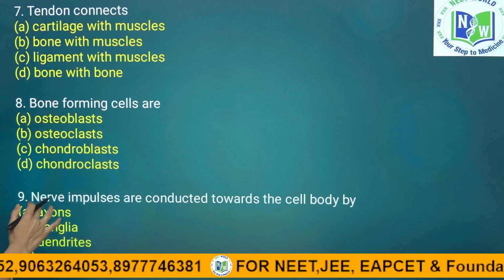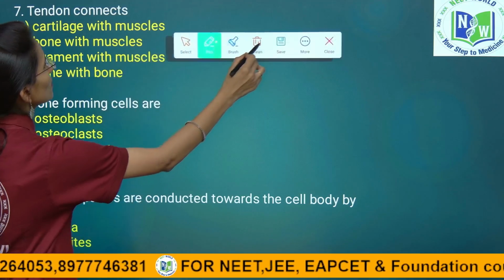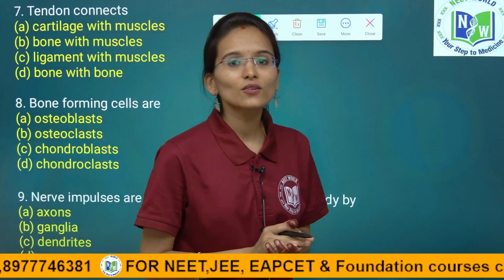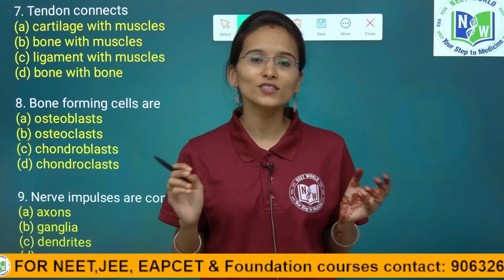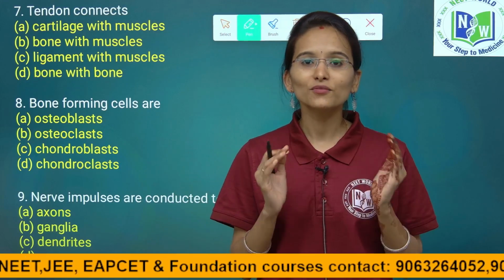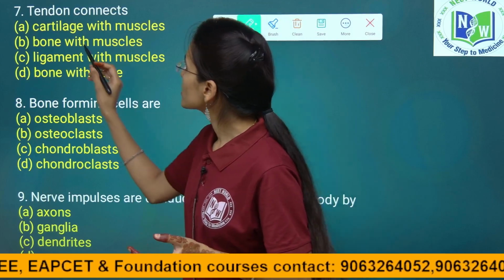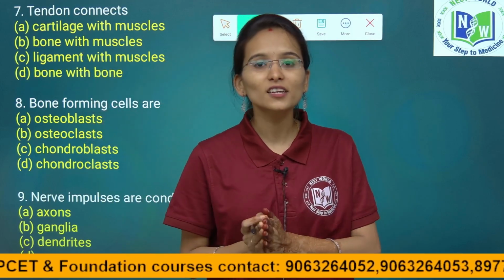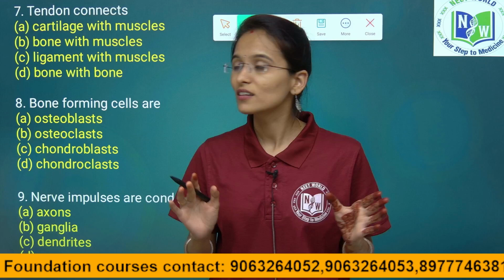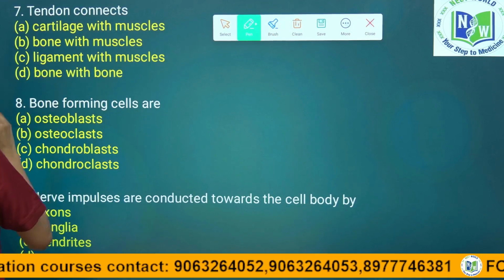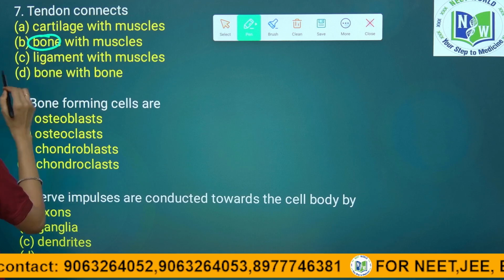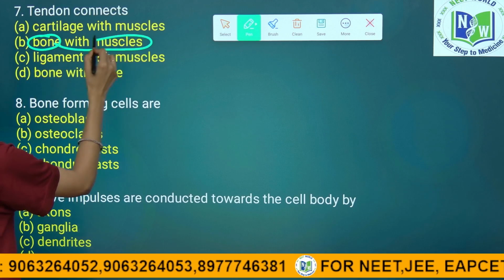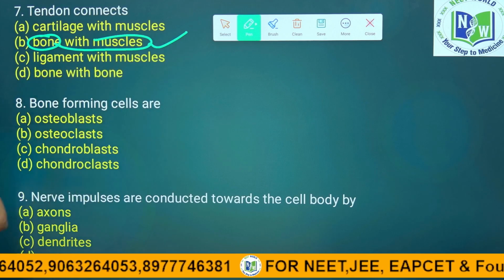Tendon connects. Okay, tendon connects. What are tendons? This is a simple and easy concept to remember. We have also studied about it by viewing the diagram, right. So tendons form the connection in between the muscles and bones. So once you look into the options, these are connected with the bone. The connection of bone with the muscles is called tendons. So option B is right.